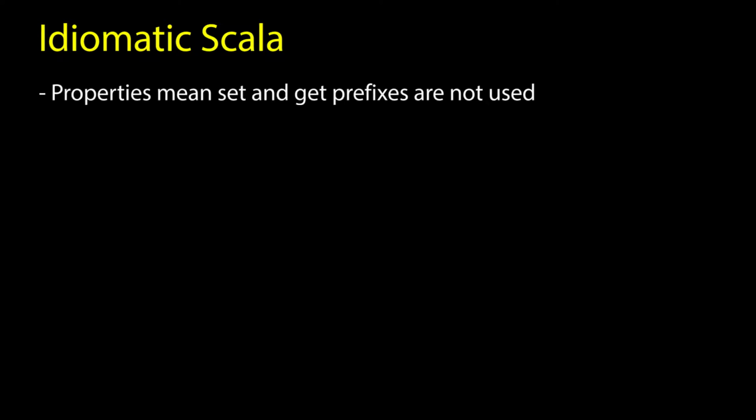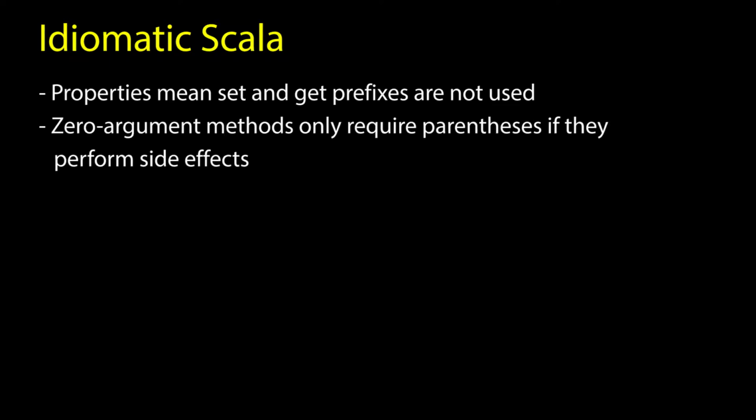This project promotes the use of idiomatic Scala in the following ways. Variables and no-arg methods are actually names of properties, so set and get prefixes are not used. This means that some properties do not have exactly the same name as their web3j counterpart. In general, zero-argument methods only require parentheses if they perform side effects.